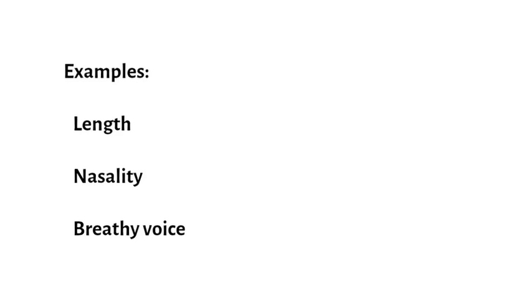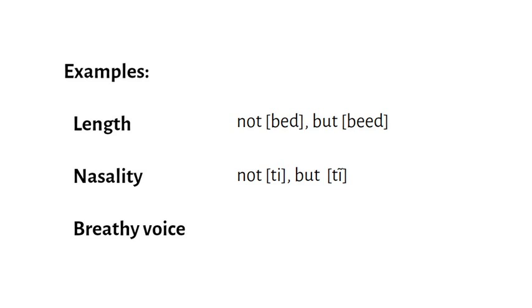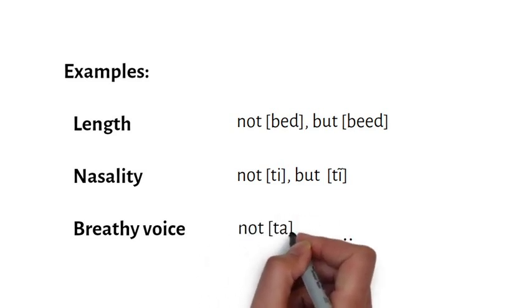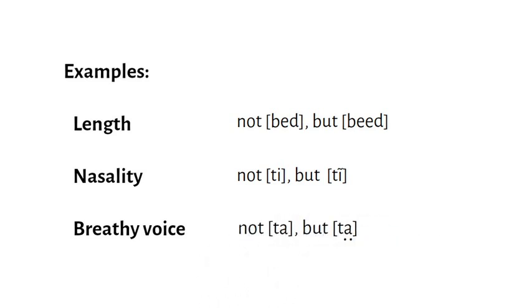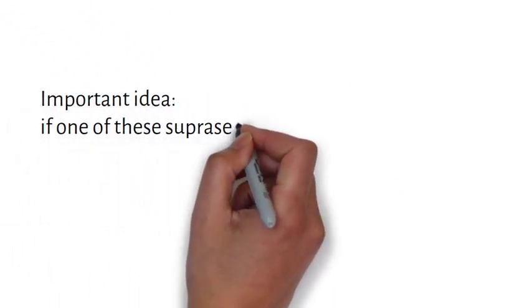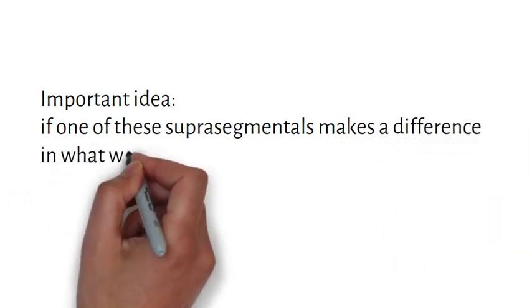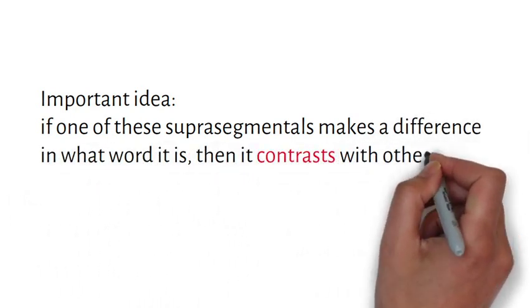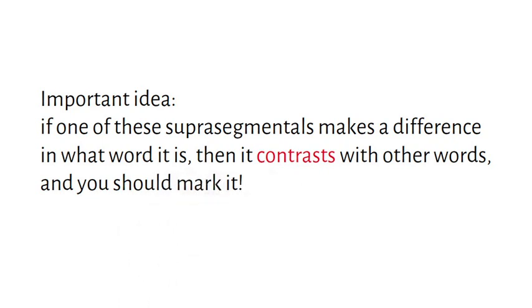A long vowel is not bade, but bade. Nasal vowels sound like this, not t, but tee. Breathy voice is not ta, but ta. There are other suprasegmental vowel qualities, but we will only talk about these in this video. The important idea is that if one of these suprasegmentals makes a difference in what word it is, then it contrasts with other words, and you should mark it. It can help to see video 9 for this idea of contrast.